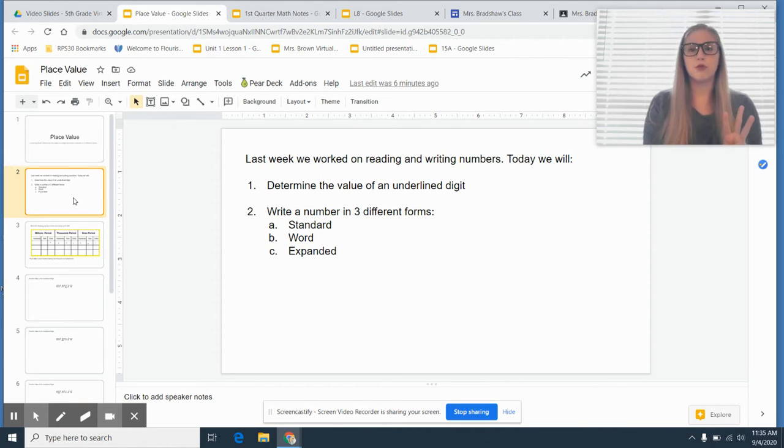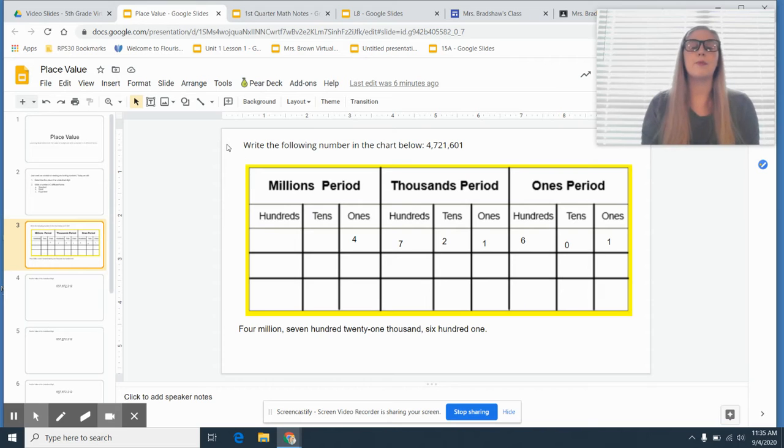There are 3 different forms when we're working with numbers. We have standard form, we have word form, and we have expanded form. Last week, you guys wrote in standard form and you wrote in word form. This week, we are going to focus on expanded form. So just as a quick recap, we worked with this problem last week. It says, write the following number in the chart below.